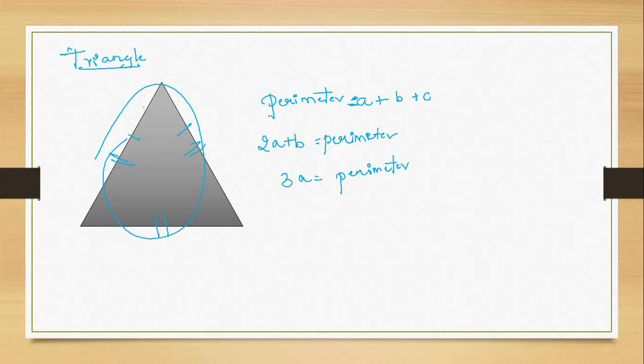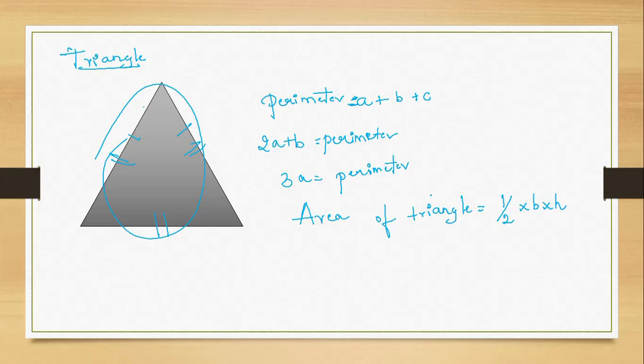Then we move on to the important topic, that is area. How to find the area of a triangle? We all know that the formula of the area of a triangle is half into base into height. How do we get this formula? Why do we write half, and why do we write base and height?